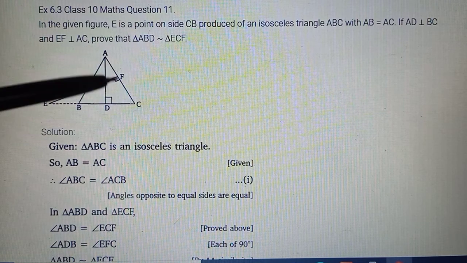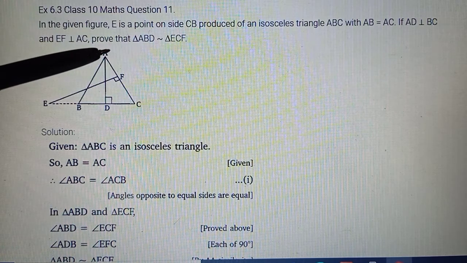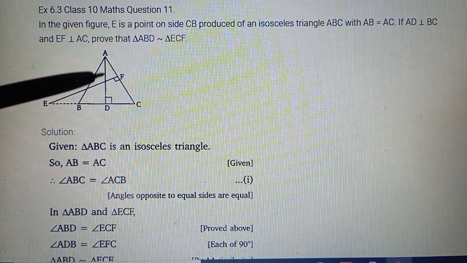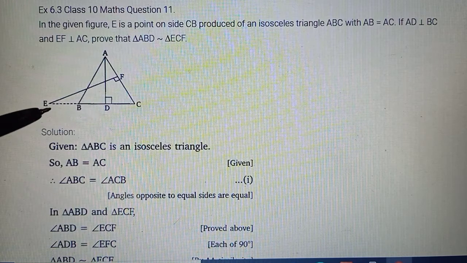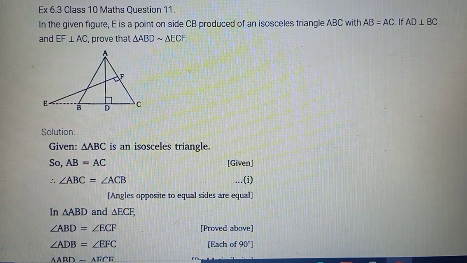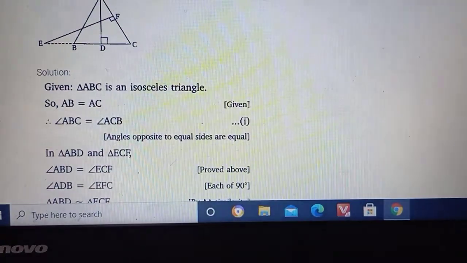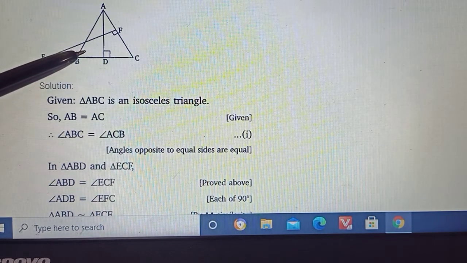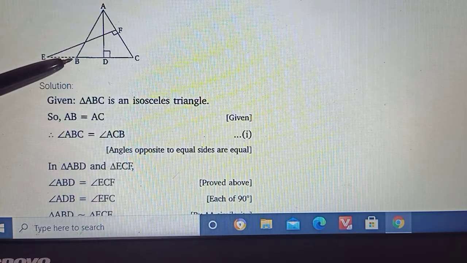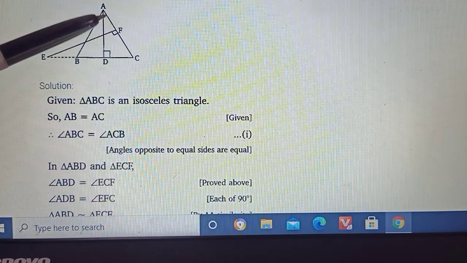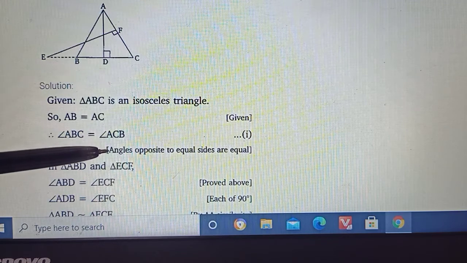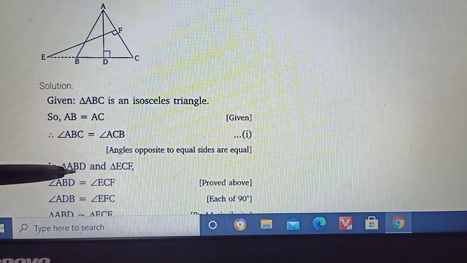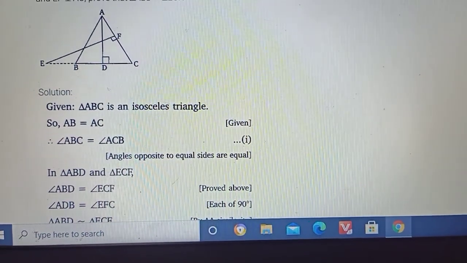So from the figure then you have to prove triangle ABD similar to ECF. Okay, so what parameters are we getting in these two triangles? As I said, the base angles will be equal. So if AB was given equal to AC, then the base angles ABC will be equal to ACB. Angles opposite to equal sides are equal. Okay, this we will utilize in proving our triangles further similar.